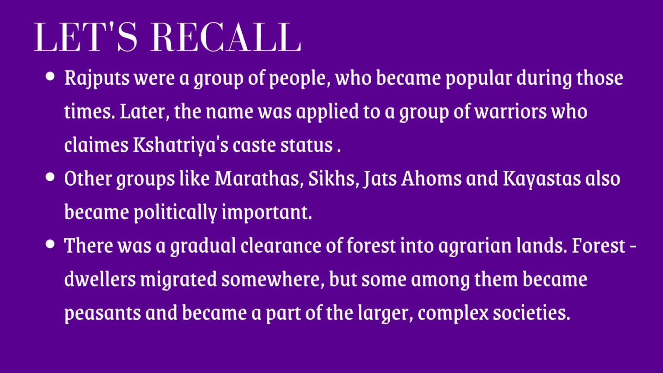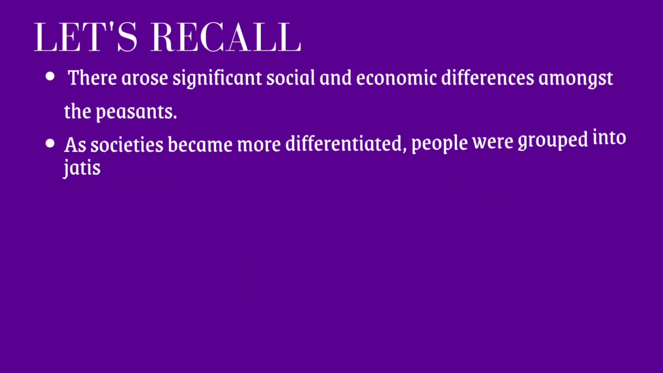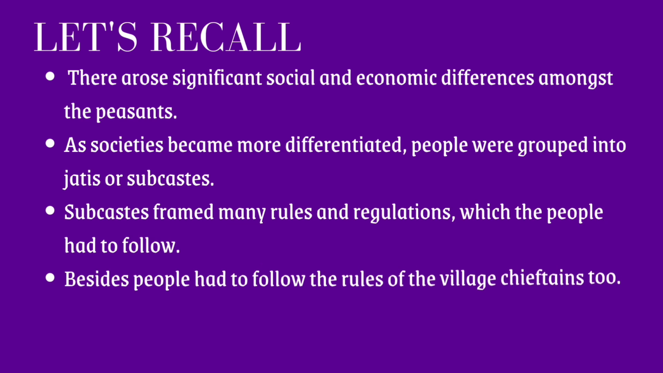There was a gradual clearance of forest into agrarian lands. Forest dwellers migrated somewhere, but some among them became peasants and became a part of the larger complex societies of those periods. There arose significant social and economic differences among the peasants. As societies became more differentiated, people were grouped into jatis or subcastes. Subcastes framed many rules and regulations which the people had to follow. Besides, people had to follow the rules of the village chieftains too.